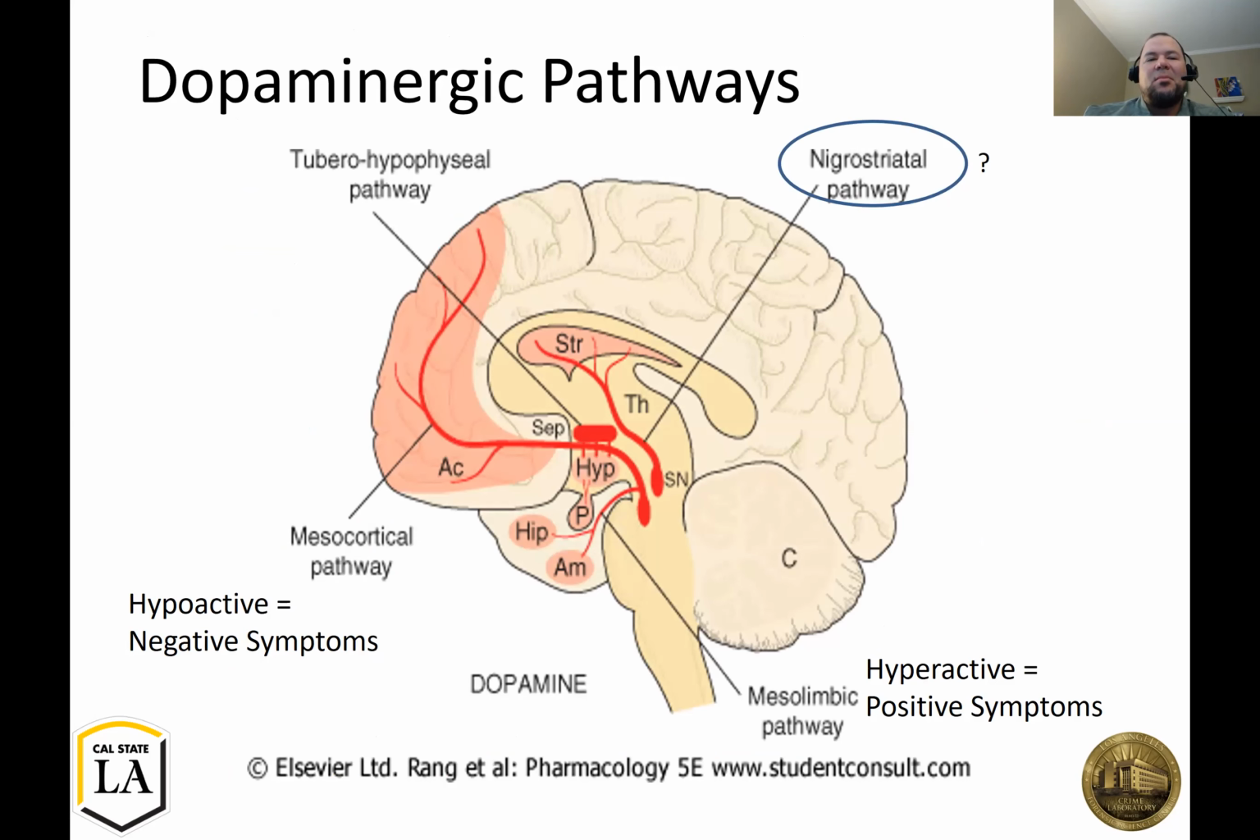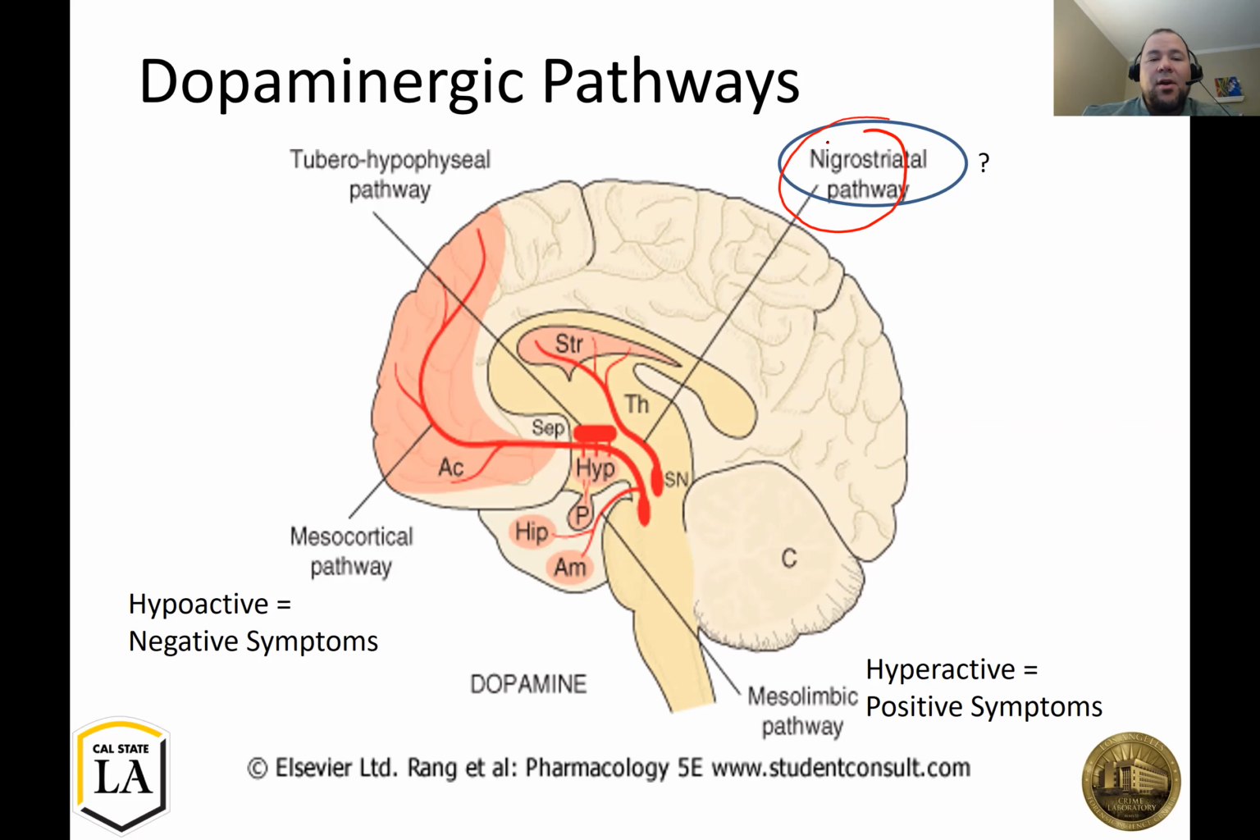Like I mentioned before, there are multiple dopaminergic pathways in the brain, all right? And so we have the nigrostriatal pathway, which is one pathway where we do see deficits, especially when somebody has a condition like Parkinson's disease. So we see those neurons in the nigrostriatal pathway start to go away and die. The result of which is movement disorders.